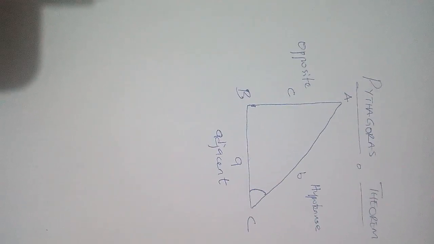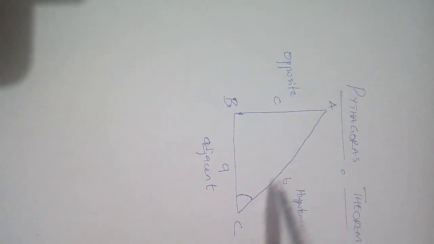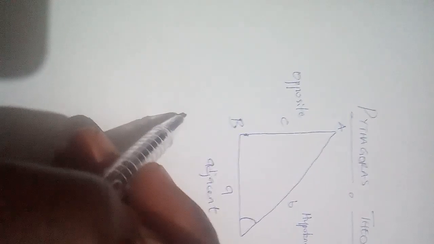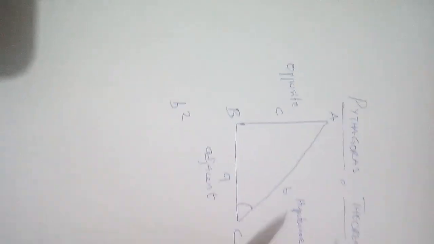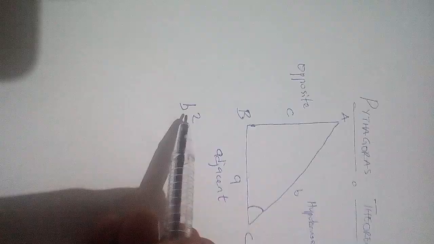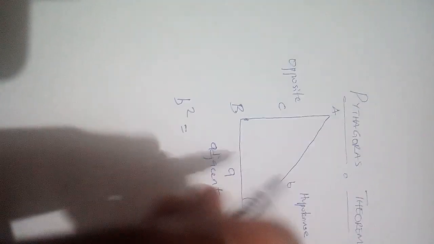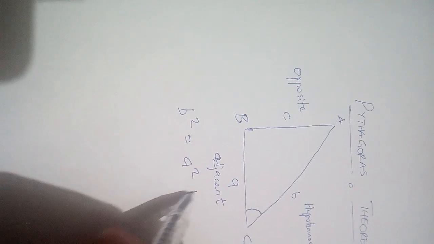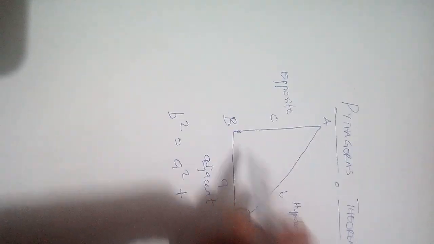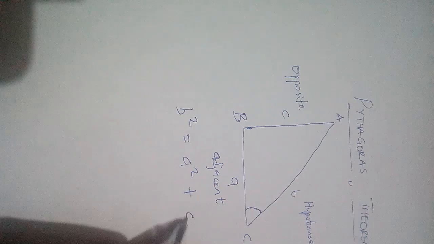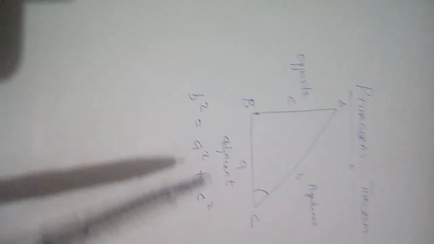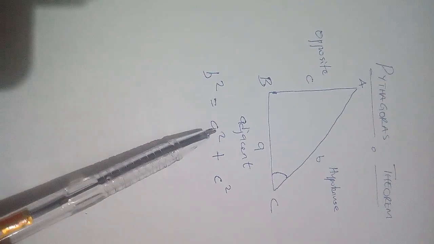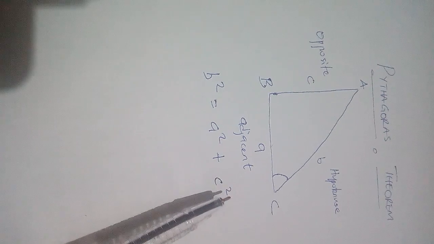Now, according to Pythagoras rule, in getting this our long side, we will say the square of the hypotenuse, which is b square, is equal to the square of the adjacent plus the square of the opposite. That is, simply put, b square is equal to a square plus c square.